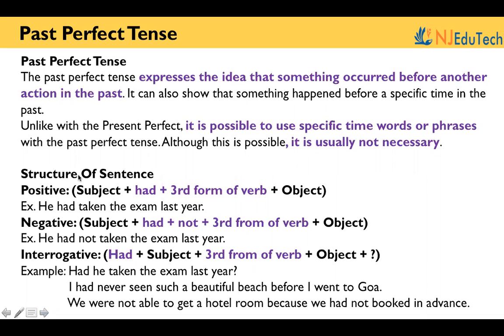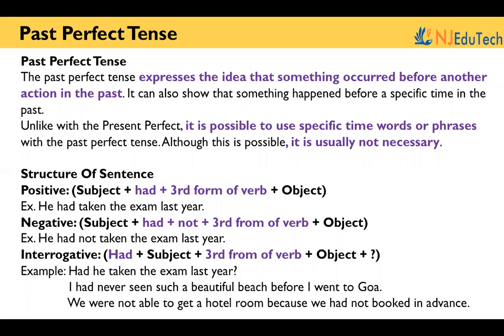So the very word itself, past, makes one understand that it says something about the past or something which has already happened. Unlike with the present perfect, it is possible to use specific time words or phrases with the past perfect tense. Although this is possible, it is usually not necessary.